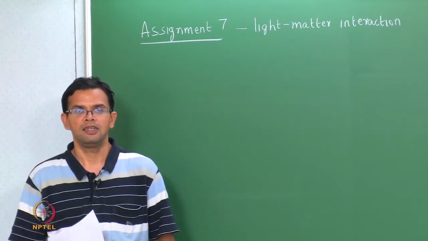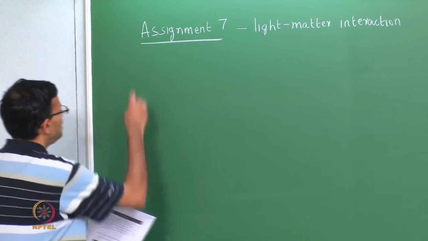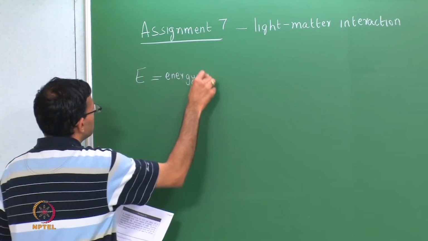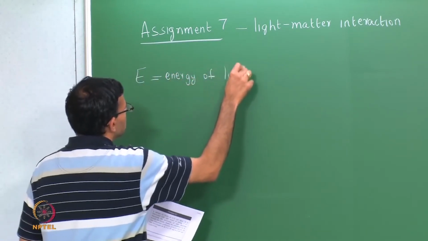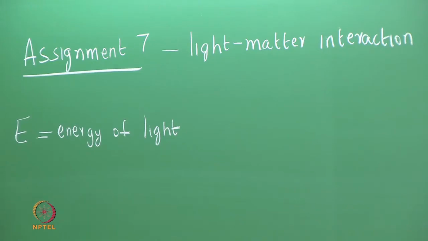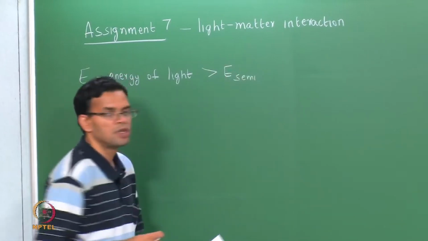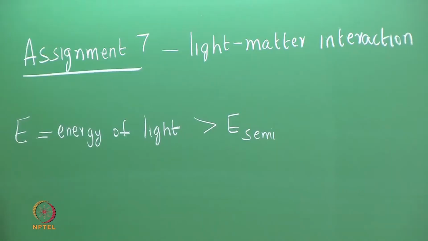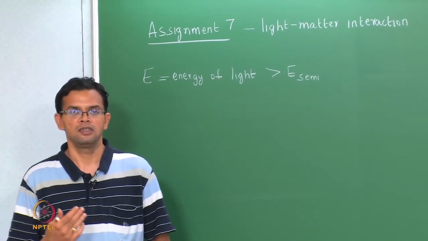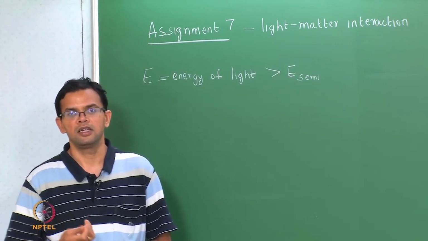So, when we talked about light interacting with matter, the basic thing we said was that the energy of the light, E, must be greater than some interaction energy within the semiconductor. So, in most cases this interaction is essentially the band gap of the material, so that when the energy of the light is greater than the band gap, electrons are excited from the valence to the conduction band.